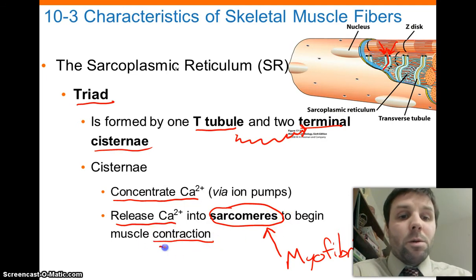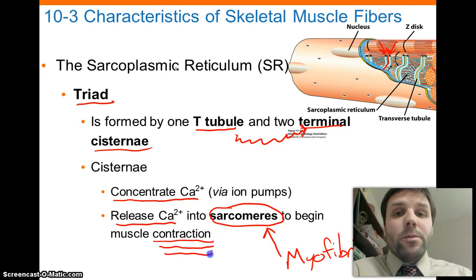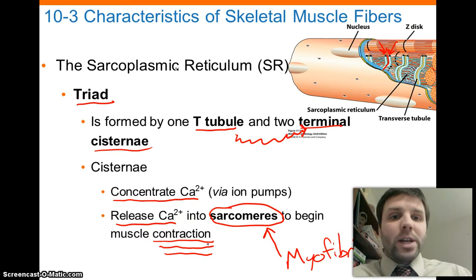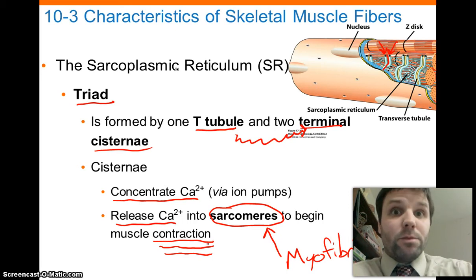And ultimately, that's what we're trying to get at this entire chapter. How do we contract a muscle? Okay, all right, we're going to get much more specific with some of these things, but we really got to talk about these structures first before we can talk about what's going on with them.